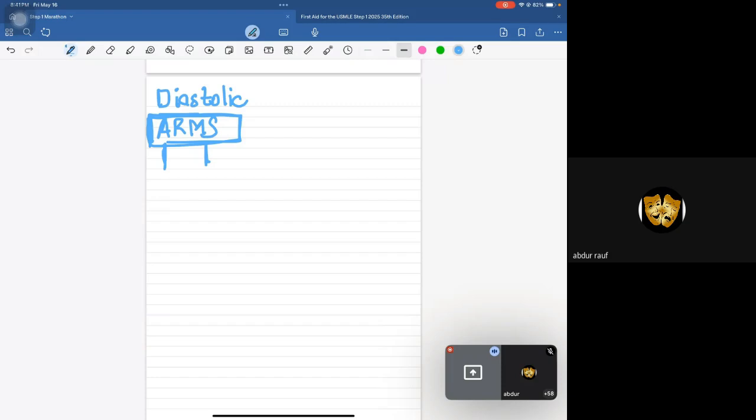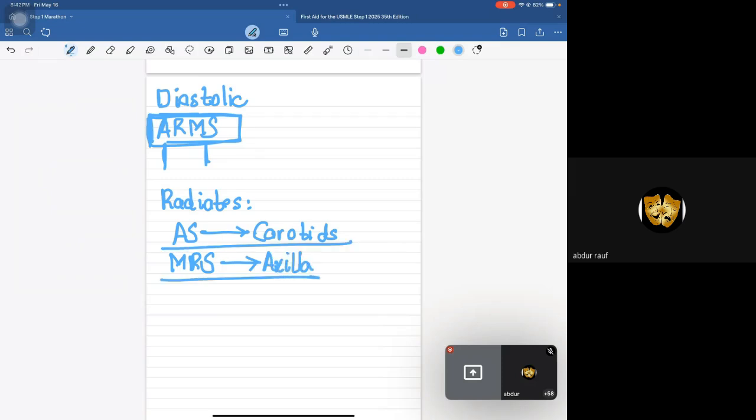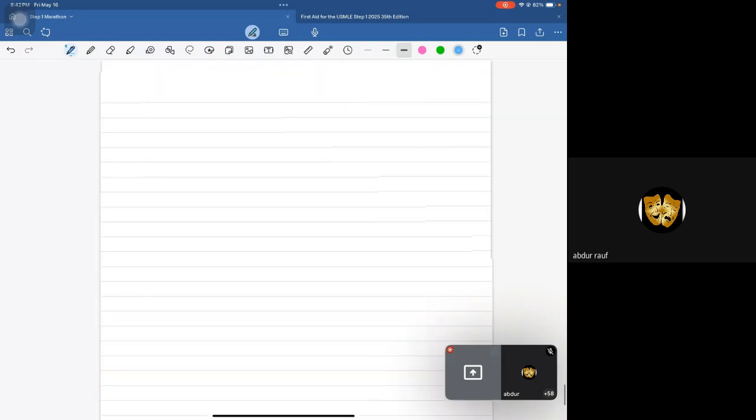Now, let's move to the radiation of these murmurs. Two murmurs radiate normally. Aortic stenosis will radiate to the carotids, and mitral regurgitation will radiate to the axilla. So first of all, we did the systolic murmurs, then we did the diastolic murmurs, and then we went into the detail about where these murmurs radiate.